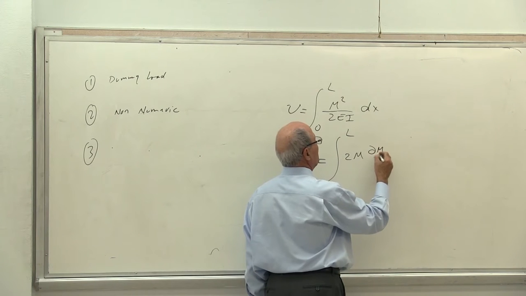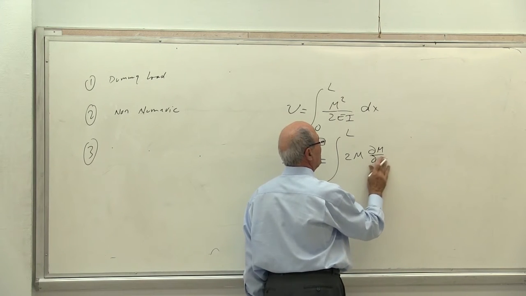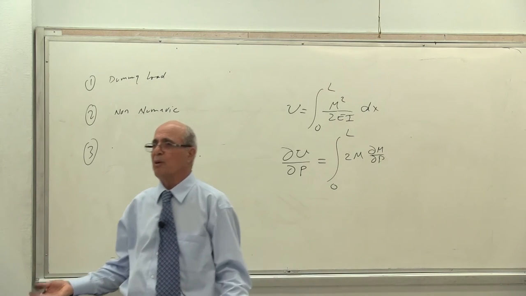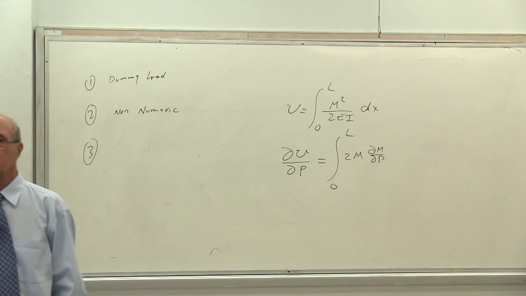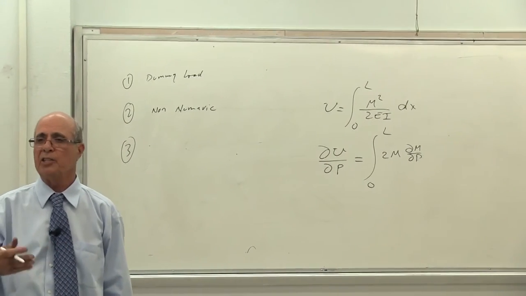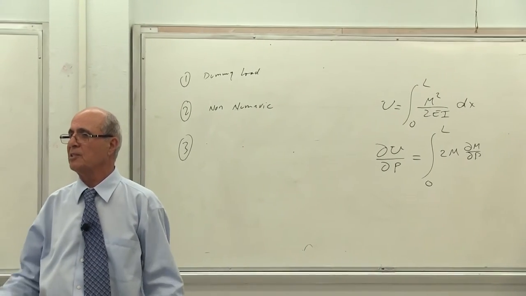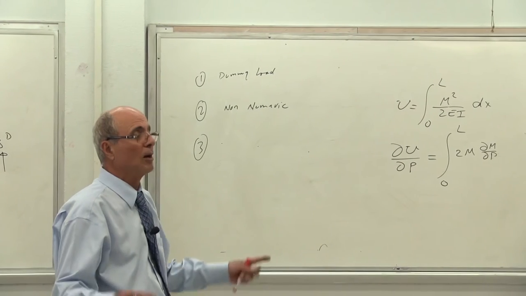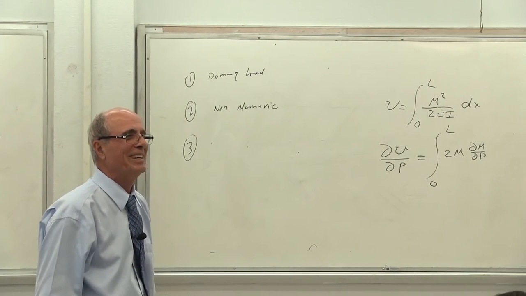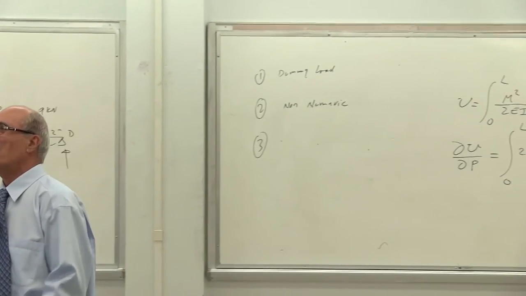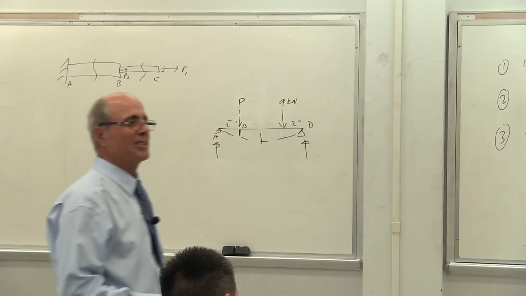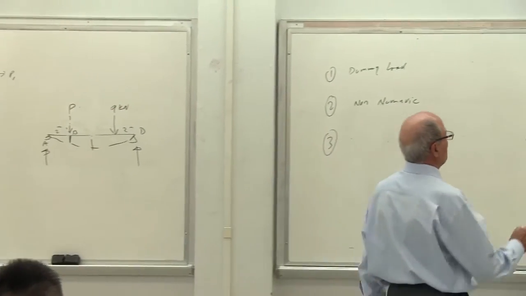Come on, guys. dM with dP, is that correct or not? Yes? What's the square? The derivative of y squared is always 2y times dy by dx. Yes or no? That's all I'm saying. Of course you know that. Is that correct or not? Yes? All right, everybody knows that. Is that correct or not? Yes? Divided by 2EI dx.